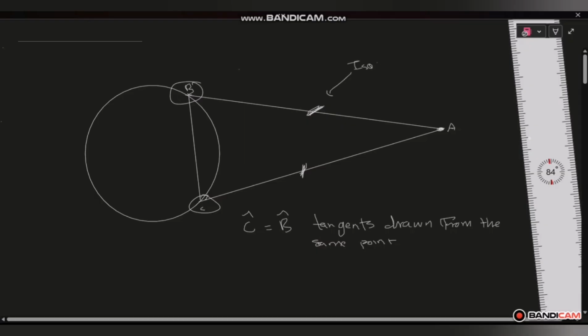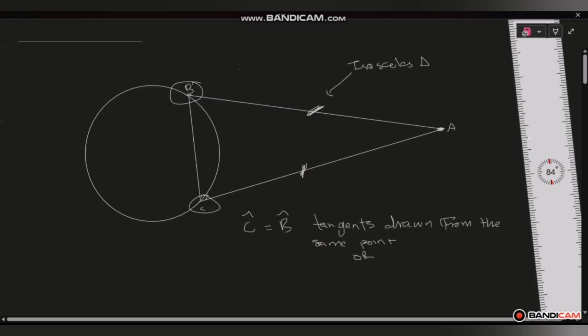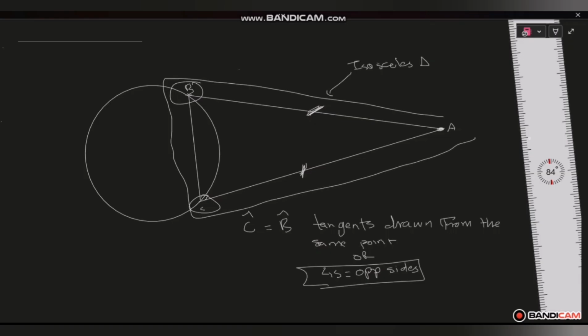Therefore, this is an isosceles triangle. We can use the properties of an isosceles triangle knowing that angles B and C will be equal. Or this is what you can write as your reason, saying that angle C equals angle B. You can write angles equal opposite sides, or opposite sides equal angles. That's also correct. I hope you are understanding this. So this is an isosceles triangle. Why? Because AB and AC are equal.